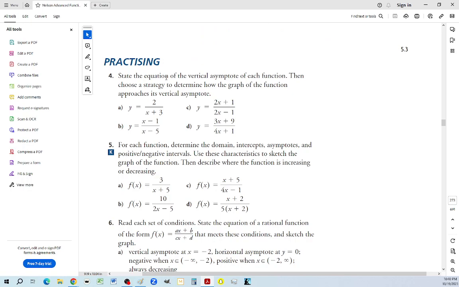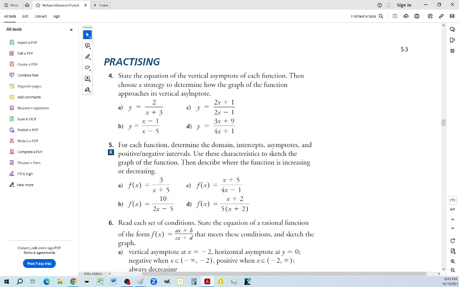And then state the equation of the vertical asymptote of each function, then choose a strategy to determine how to graph the function as it approaches it. Okay, x is equal to minus 3, x is equal to 5, x is equal to a half, and x is equal to negative 1 over 4. Just set the denominator equal to 0 and solve for x.